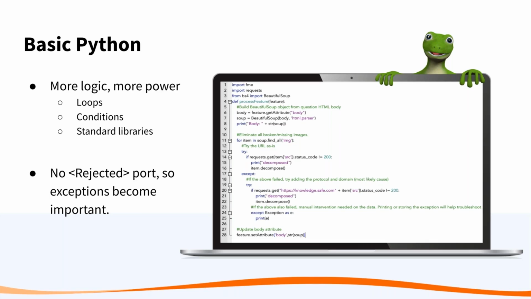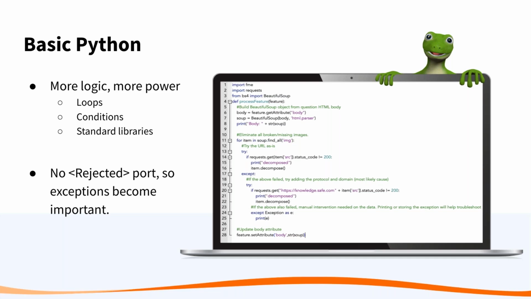Offloading some of that data manipulation to Python also meant that I could use loops and conditions to manipulate the HTML without having to worry at all about working with features or FME lists or any of the other attribute data attached to those features. I could use standard libraries to fill in any gaps that I needed, like requests.